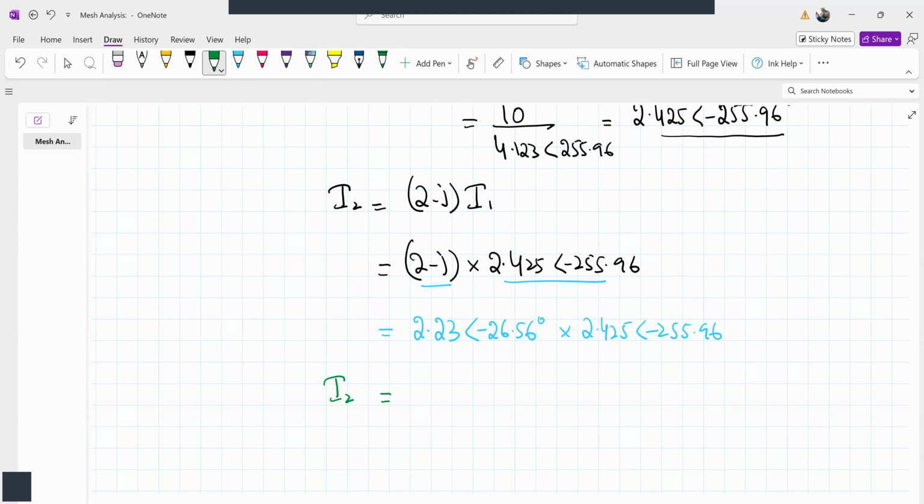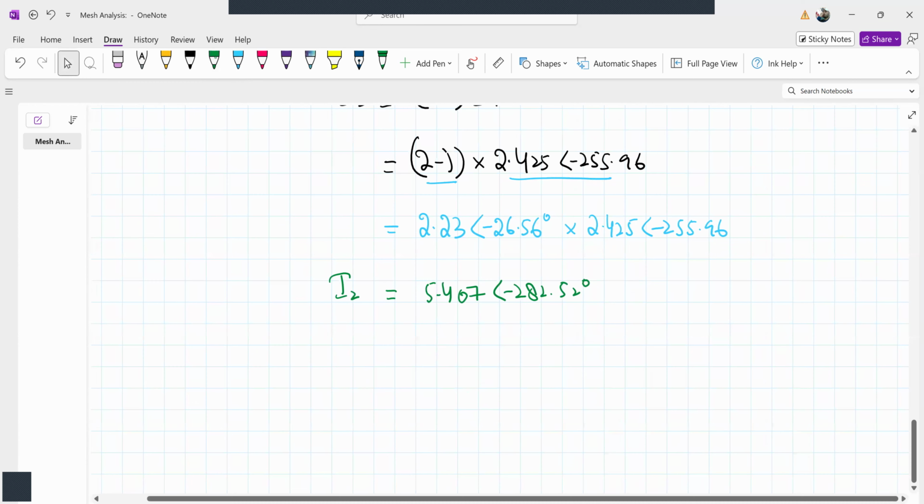So I2 will be simply equal to 2.23 multiplied by 2.425. Answer is 5.407 at an angle of minus 26.56 minus 250.96. Angles will add simply, minus 282.52 degrees. Please check the value of these quantities.